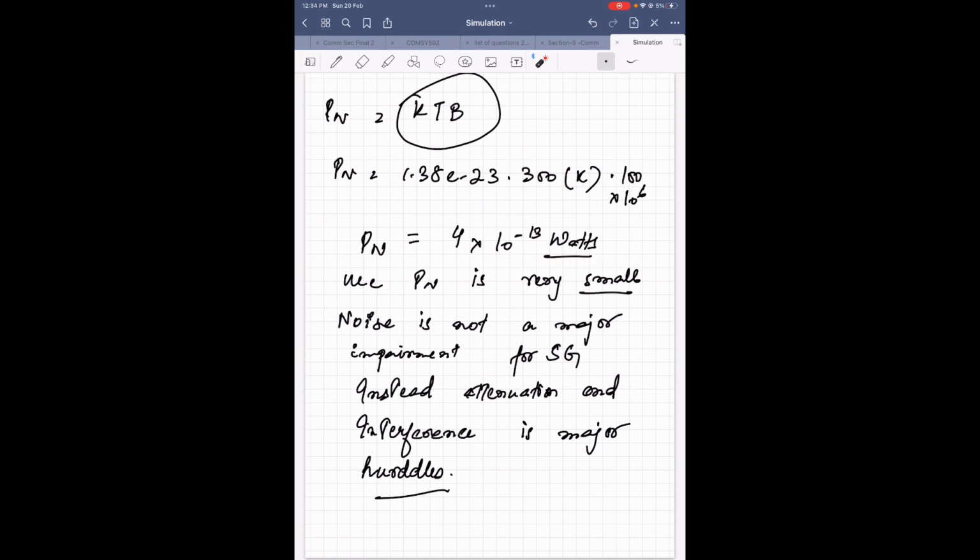Noise power is not a major impairment for a 5G communication channel. Even if we want to achieve SNR of 30 or even 10230, it is possible because the noise power is pretty low. So we can work with higher order constellations. The noise is not a major impact for a 5G communication channel. Instead, attenuation and intersymbol interference are major hurdles that we need to take care of in a 5G communication channel. And as far as noise is concerned, we can manage that efficiently.